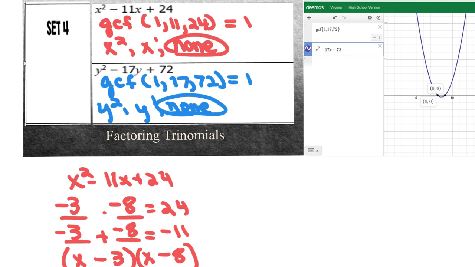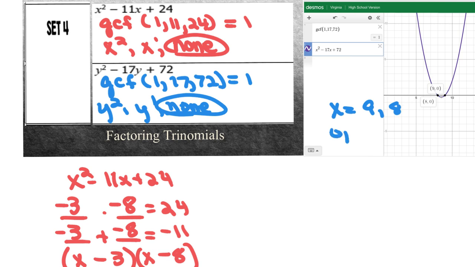I found the GCF of 1, 17, and 72 on Desmos, which is 1. I have y squared, y to the first, and no y's. Therefore, there are no y's in the GCF. I typed in my trinomial. I have to use x, and I find that the x-intercepts are positive 9 and positive 8.